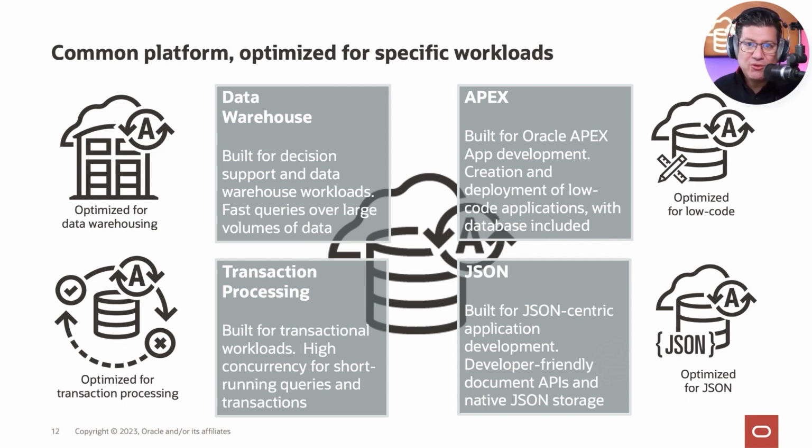And then a JSON one, built for JSON-centric application development. So it's a more JSON-friendly and developer-friendly environment for document APIs, right? So all of these are built on top of the autonomous database at its core, and the autonomous database is running on top of Exadata, our best hardware platform, if you will, for Oracle database.